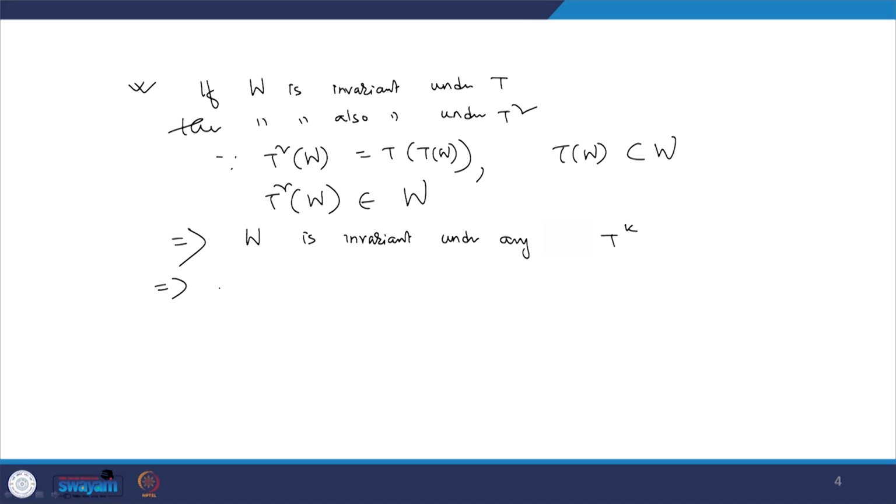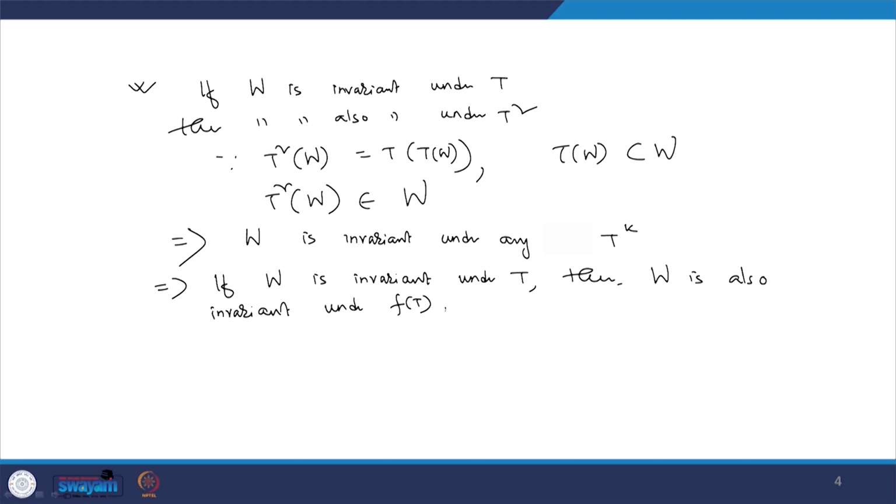So, this implies if W is invariant under T, then W is also invariant under f(T), where f is a polynomial over the field capital F.